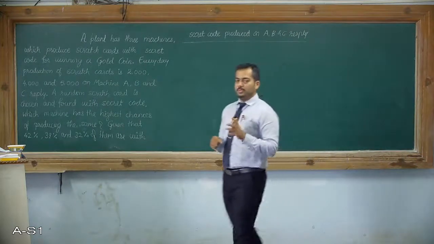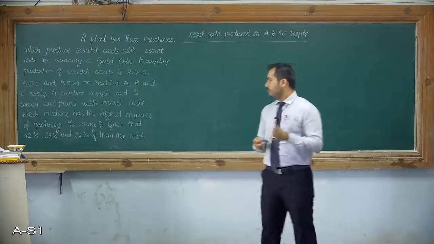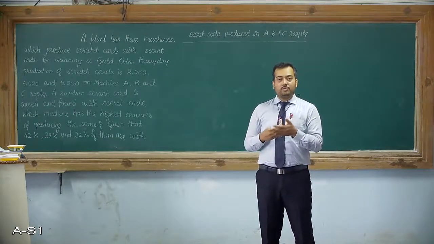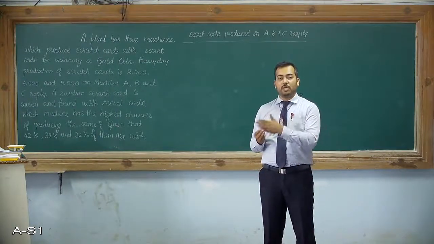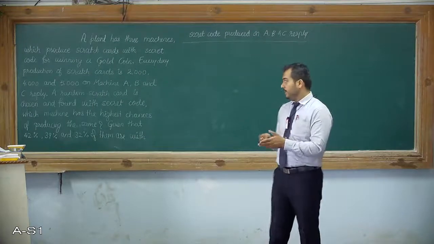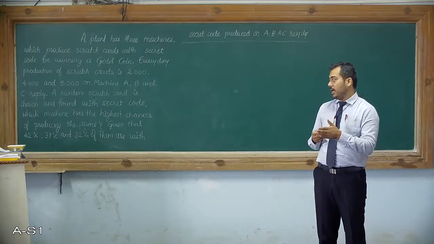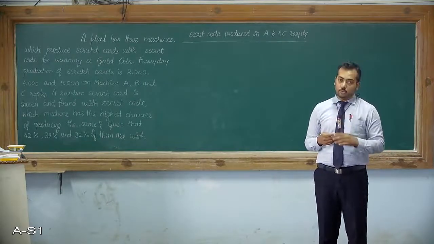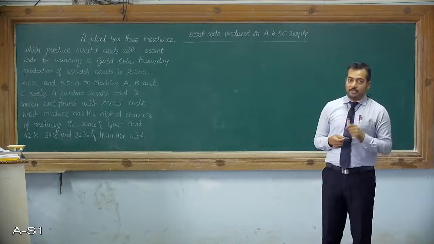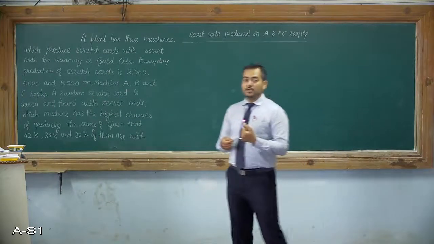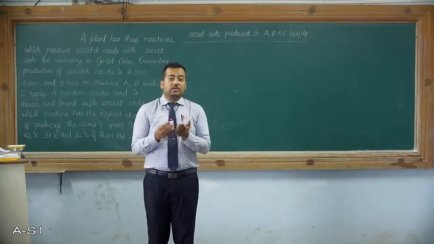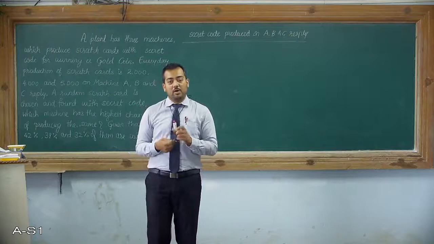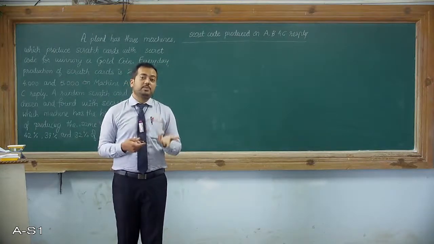Okay, so now there are 3 machines A, B, C, and they produce 2000, 4000, 5000 scratch cards every day. On machine A, 2000 are produced, out of which 42% are with secret code. On machine B, 39% of 4000 are with secret code, and on machine C, 32% of 5000 are with secret code. Then we choose a card randomly and that card is found with the secret code. Then on which machine would it have been produced? What is the maximum probability, or the highest chance, of which machine it was produced on?